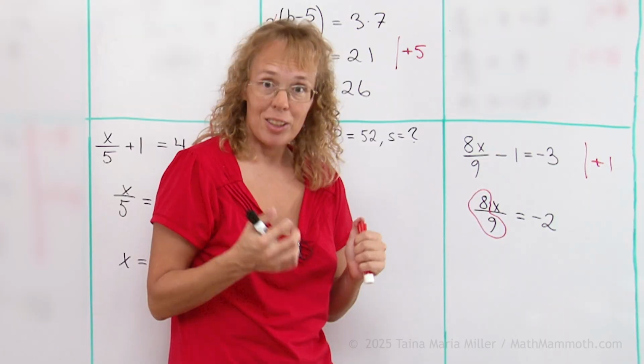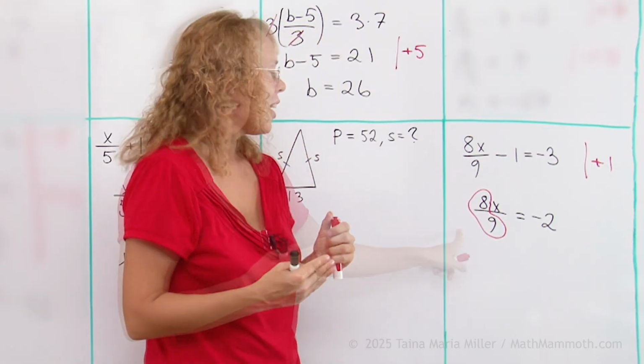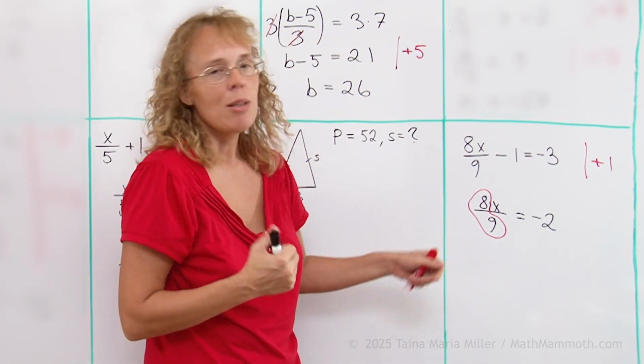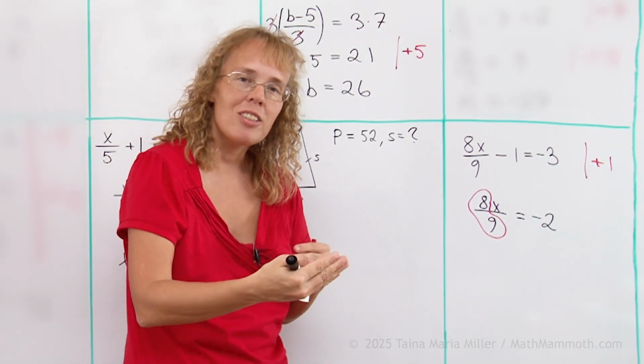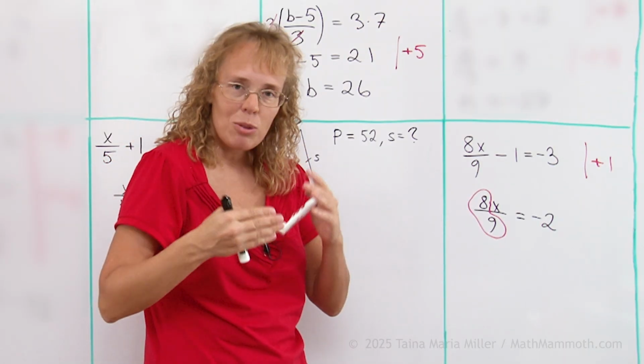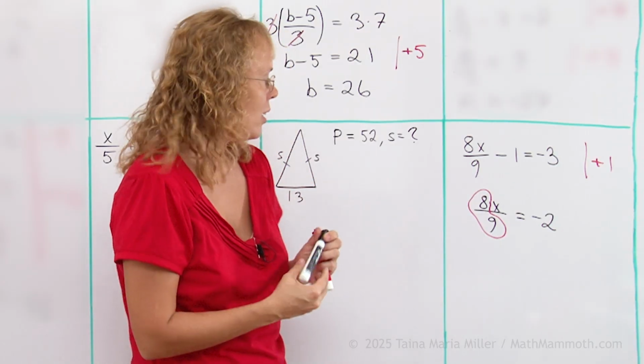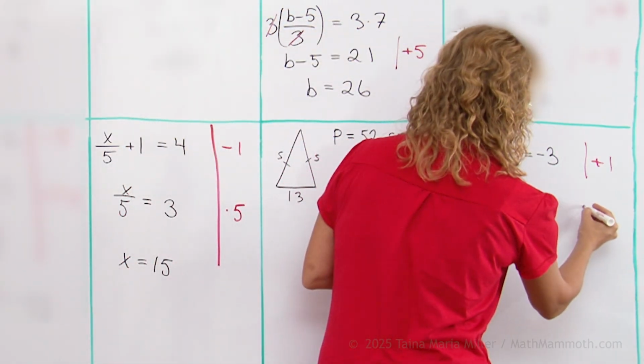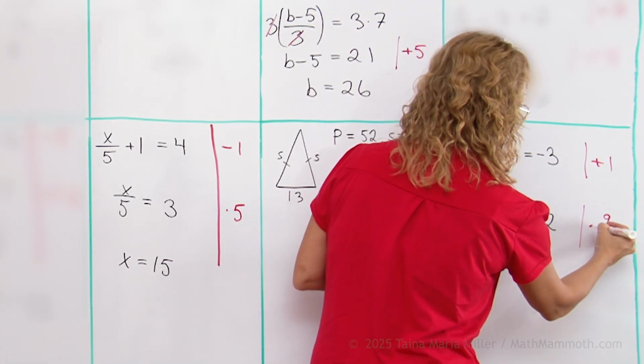Okay, technically it is a multiplication equation, and so I can divide both sides by this fraction. But remember, when you divide by a fraction, the rule is to change that into a multiplication by the reciprocal. So that is why I'm going to just straight on multiply by 9 over 8.